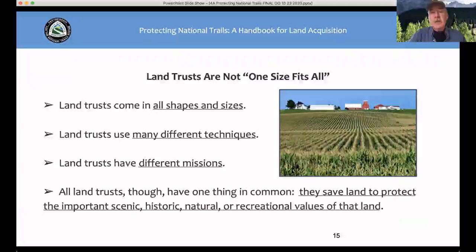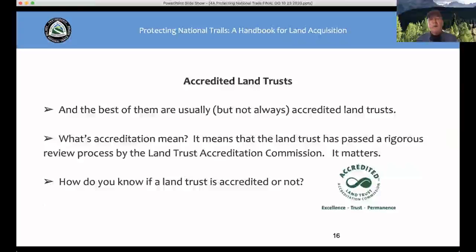Land trusts come in all shapes and sizes. They use many different techniques. They have different missions, but they all have one thing in common. They save land to protect important scenic, historic, natural, cultural, or recreational values of land. And the most important point that I'd like to make when it comes to land trusts is that their mission may not align exactly with yours, but their job is to protect land.